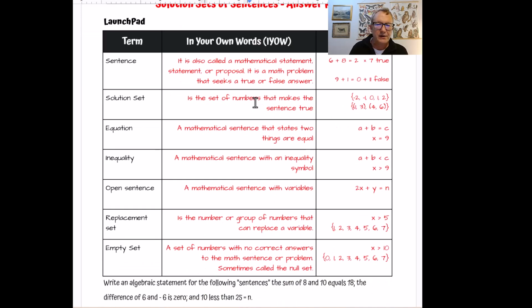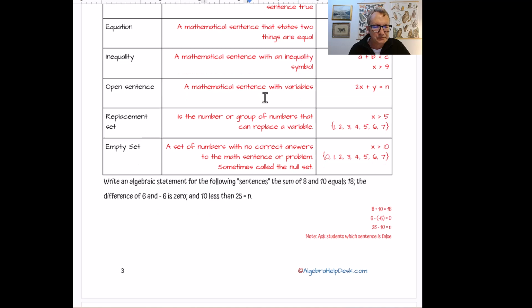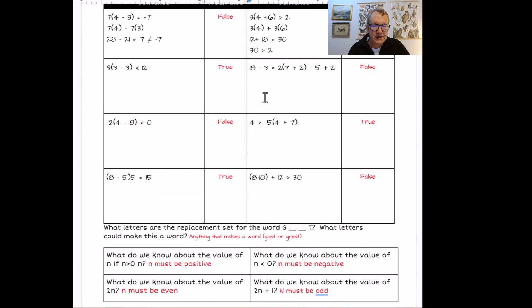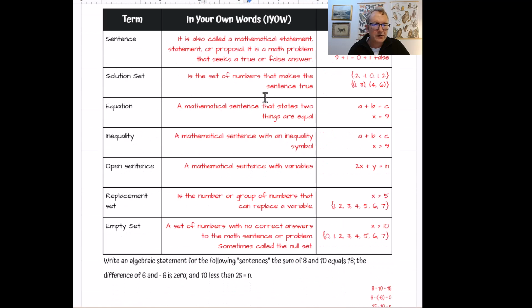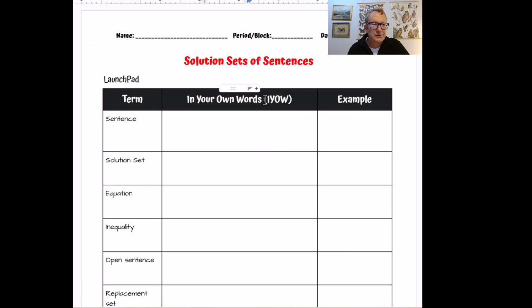Finally, we've got our answer key. So a sentence is a mathematical statement or proposal. It's a math problem that seeks a true or false answer. So there's our answer key, and this is our entry-level solution set of sentences. This should be the first work these students do.